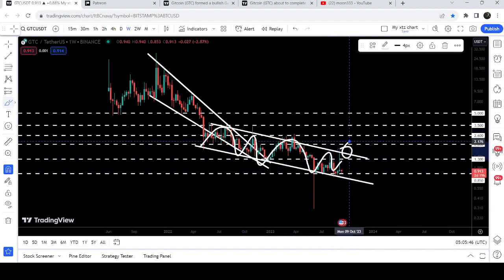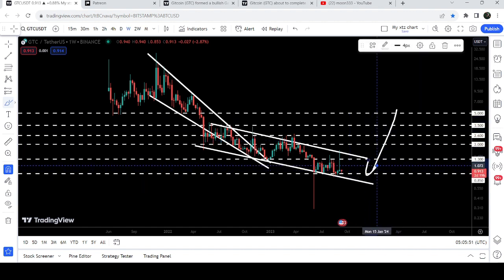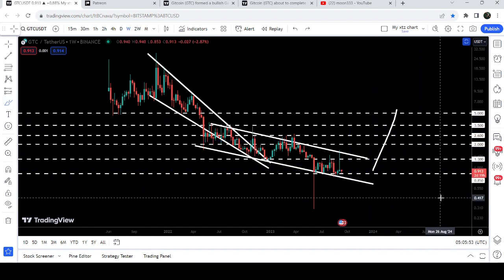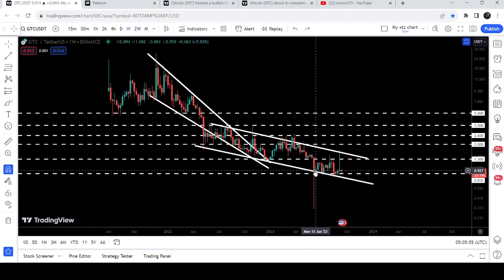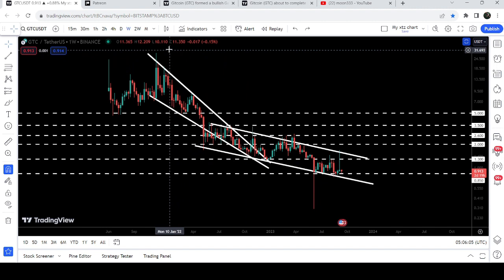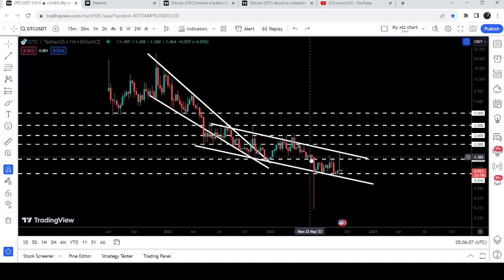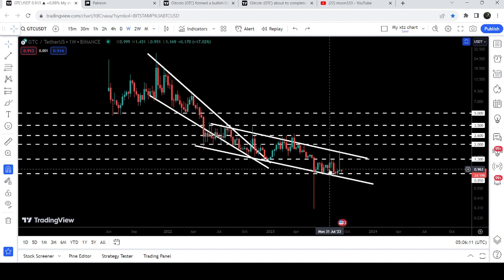Recently, we again got rejected by the resistance of the channel and dropped down to this long-term support that we have here at 85 cents. And you can see for the past several weeks or months, this level is holding as a nice support. Here we had a very long spike, but the price could not break it down. If you take a look at the closing price of this candlestick, that was 89 cents. The price recovered back very soon.